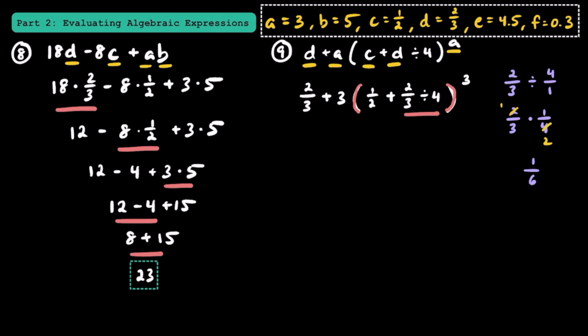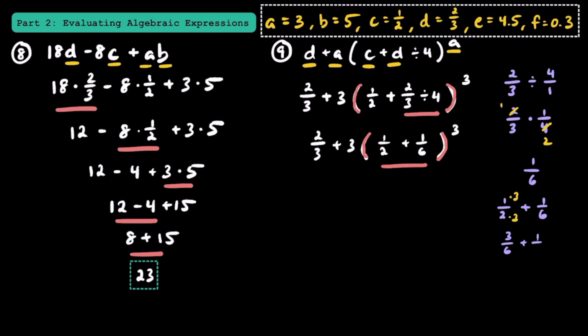2/3 divided by 4 is equal to 1/6, so we're going to have 2/3 plus 3 times the quantity of 1/2 plus 1/6, all raised to the third power. Since we have one more thing to do inside this grouping symbol, we're going to have to add this 1/2 plus 1/6. When adding fractions, we need to have a common denominator, or LCD, and we can multiply this 1/2 by 3 and 3 on top and bottom to get a common denominator of 6. 1/2 is the same thing as 3/6, and adding that on to 1/6, we're going to get a total of 4/6. Simplifying this by their GCF and dividing them both by 2, this simplifies down to 2/3.